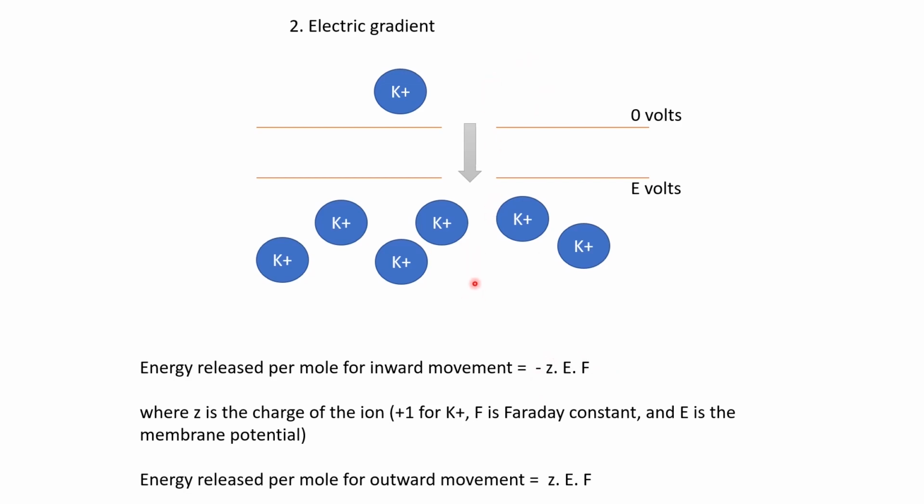And we can also write the energy released per mole for the outward movement. That would be just the inverse of this. So it will be +ZEF. So this is the energy released per mole if potassium ions move out. So now we have the terms for energy released per mole of potassium ions when they move out according to the electrical gradient, and on the previous slide we saw the energy released per mole if they move out according to the concentration gradient.